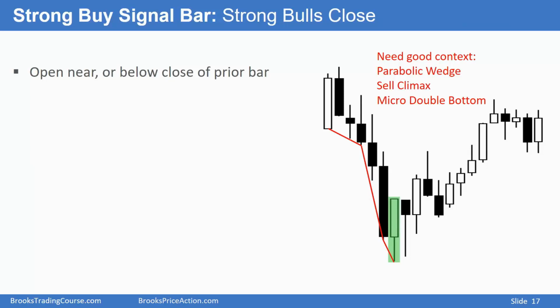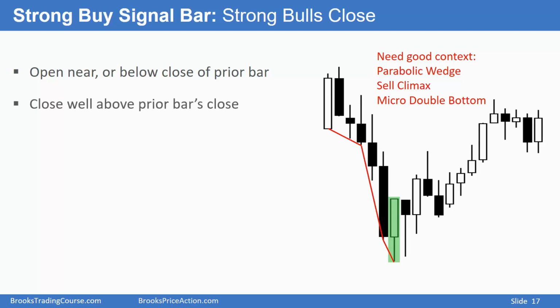What's a good buy signal bar? Well, first of all, you want an open of the bar near or below the close of the prior bar, and this open is just around that close. And you also want pretty good context, and here we have a low, another low here, and then another low here. We're starting to accelerate downward, so it's a parabolic wedge. And then here we went up, and we went down, went up. We went down twice. Down, up, so a micro double bottom. That increases the chances that the reversal will work. So the context is pretty good.